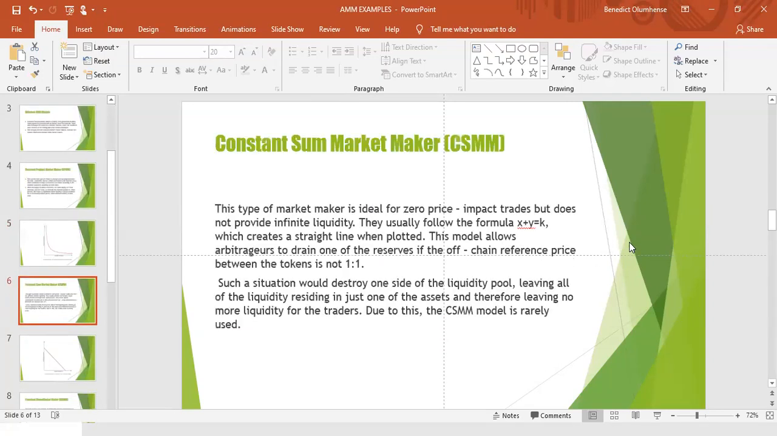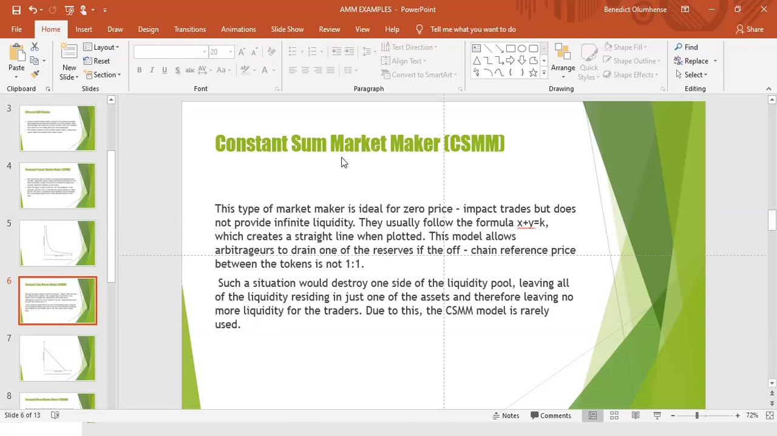So the constant sum market maker, right? Basically this type of model is ideal for zero price impact trade, but does not provide infinite liquidity. So what do I mean by zero price impact trade? For every trade of, let's say, USDT on the BNB chain, there is something calculated called slippage. Slippage is in terms of the volatility, the value that is being provided in the current market. So those slippages are taken as price impacts on top of the transaction, right?